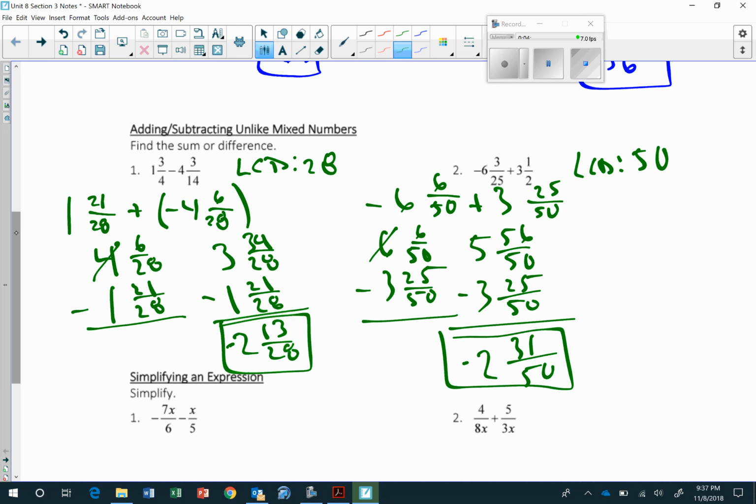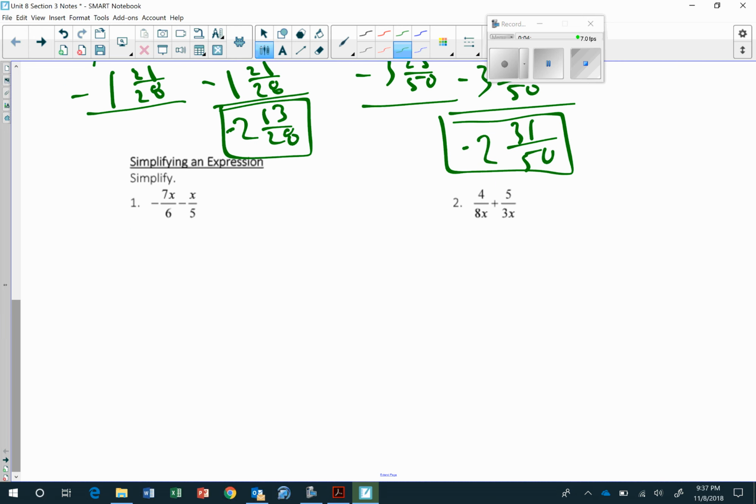All right, moving down to the next section. It just says simplify here, simplifying an expression because we have variables involved now. So we're working with variable expressions. If you look, I do not have a common denominator. So just like with the review problems, my first step is to find the least common denominator. The least common denominator of 6 and 5 is 30. So I need to rewrite these with 30 as the denominator.